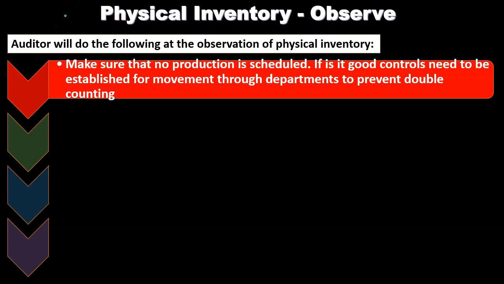Auditor will do the following at the observation of the physical inventory. So we want to actually go out, look at the inventory, because that's going to give us some evidence of the physical inventory. Now, again, obviously, when we go out and look at the inventory, we can't look at all inventory. What we can do is do some type of sampling and do some inspection of the inventory, at least considering the type of inventory.